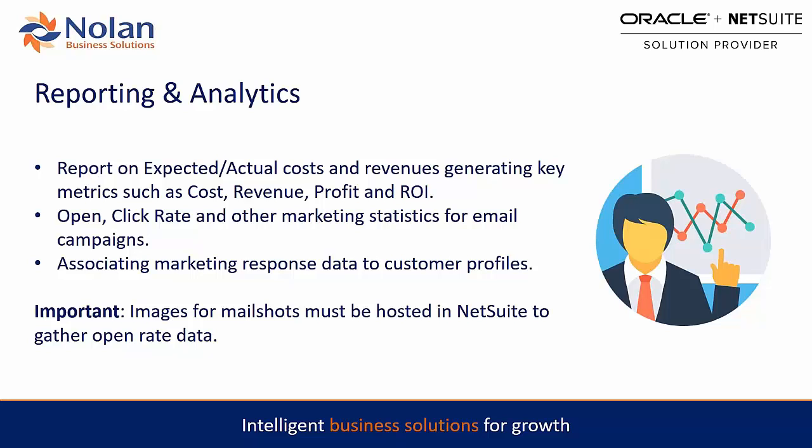Now, as you saw, there are two sides to reporting. You can have reporting on events from a cost basis, so you can report on expected and actual costs and revenues generated from the event. And these can be against cost, revenue, profit, and return on investment, so it can give you all those metrics up front. For the marketing campaigns, you can report on more specific stuff to the email campaign, such as open and click rate, so you can get those metrics out.